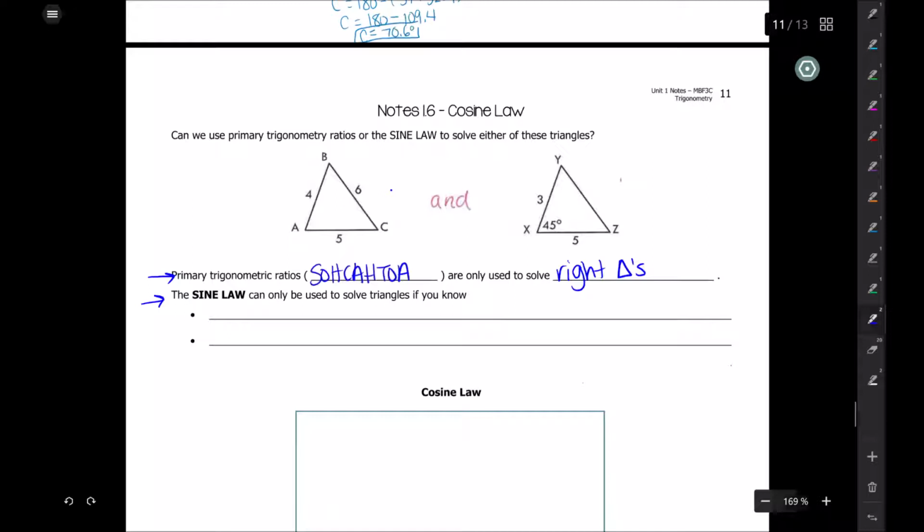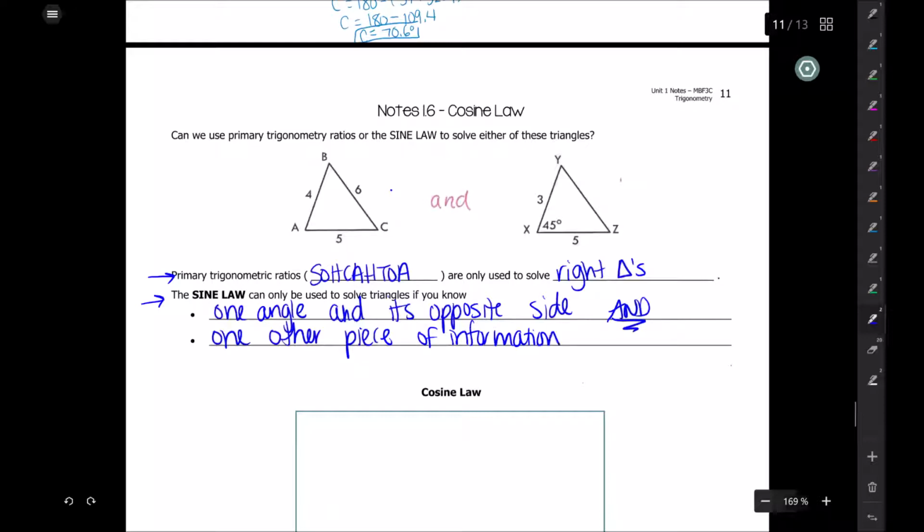Okay, the sine law can only be used to solve triangles if you know one angle and its opposite side, and one other piece of information. So another angle or another side, okay? So if we take a look at what we have right here, it asks us, can we use primary trig ratios or the sine law to solve either of these triangles?